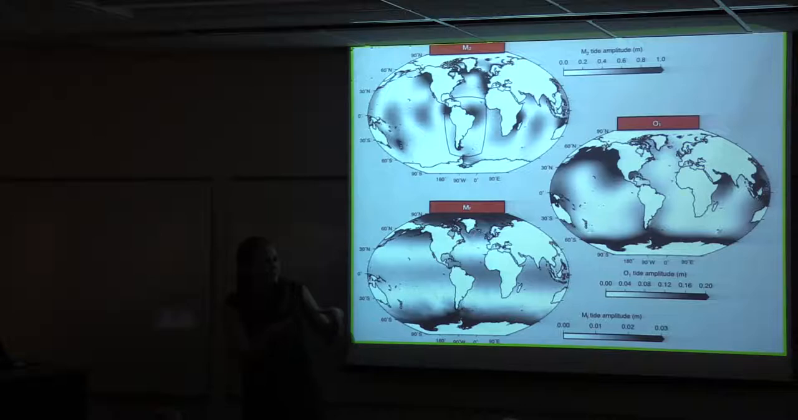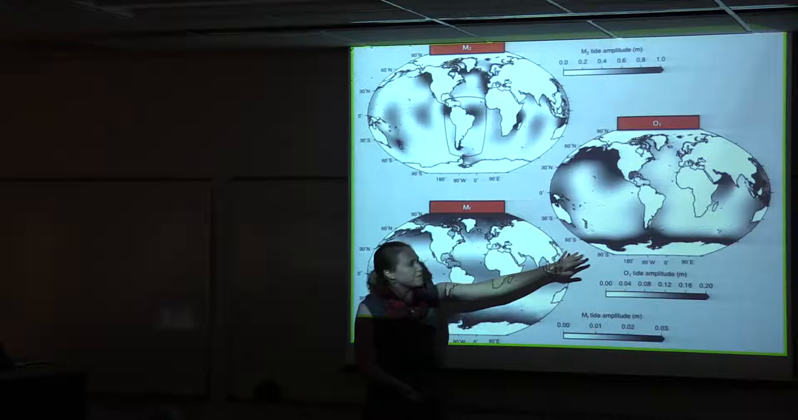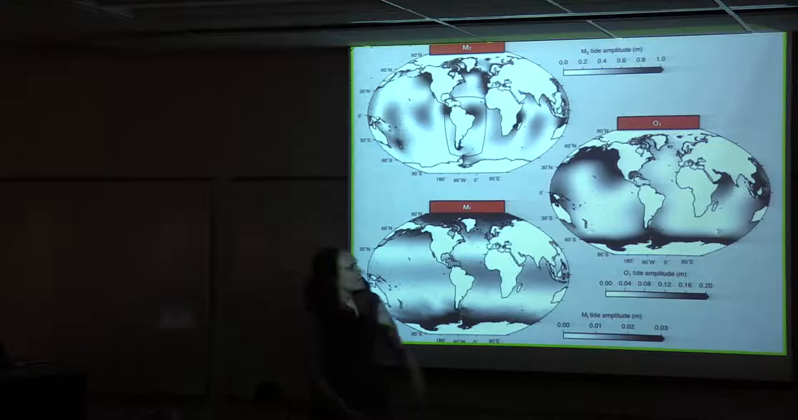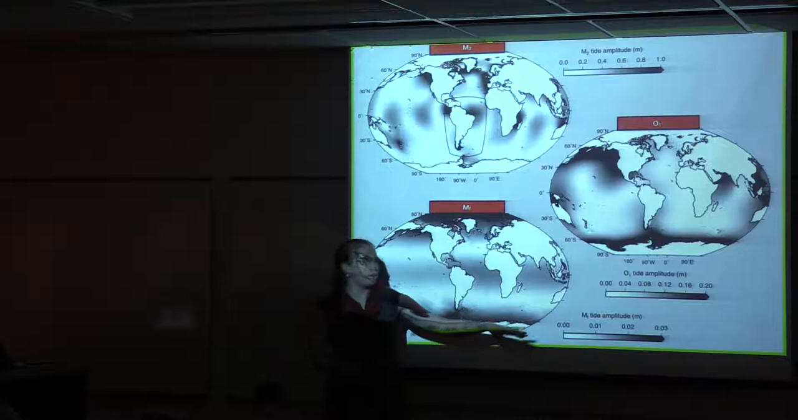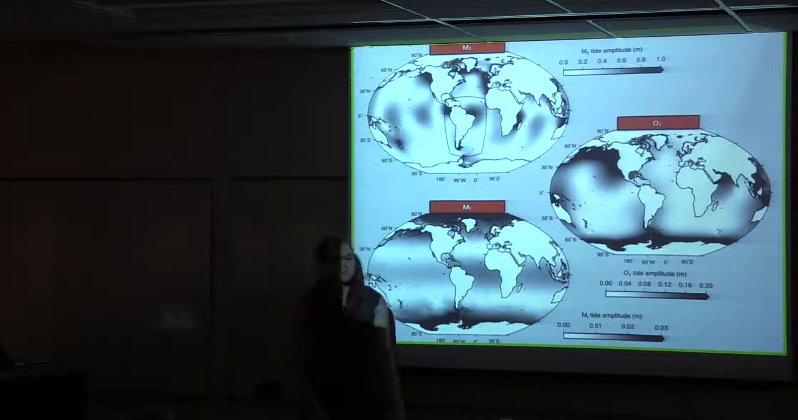O1 is a principal lunar diurnal tide. It has a period of about 25 hours. You can see the spatial distribution of that tide is quite different than M2. And the amplitude range is also much smaller. So rather than up to about a meter, this is up to about 20 centimeters.